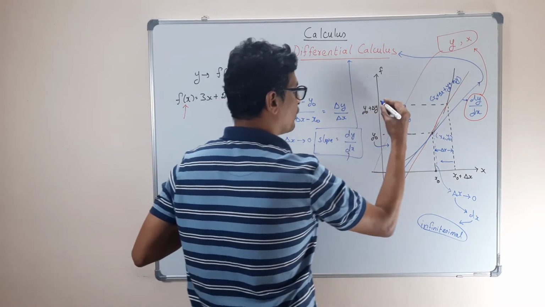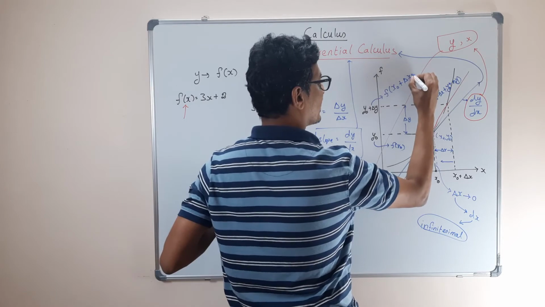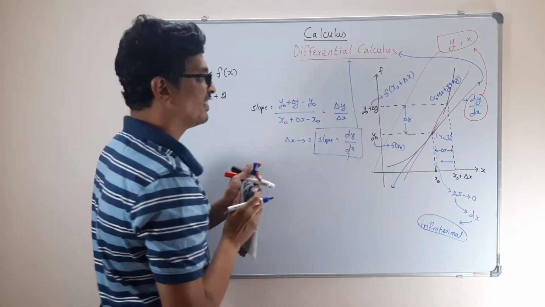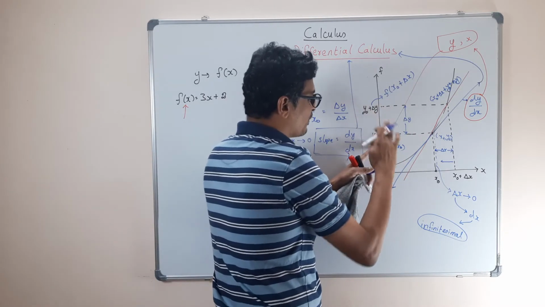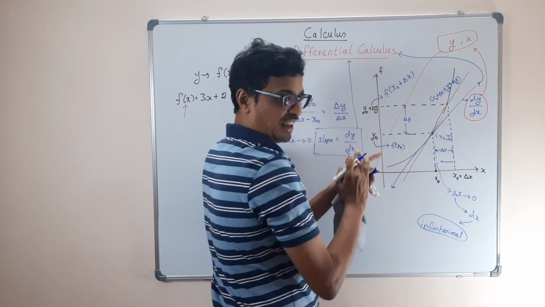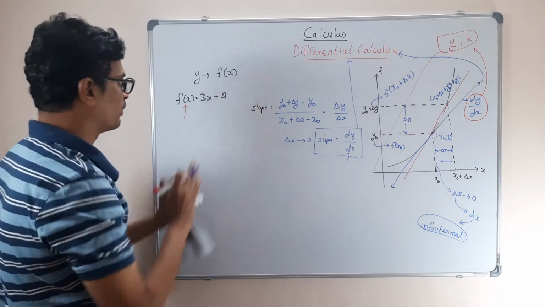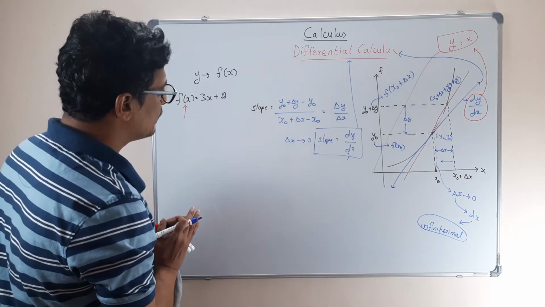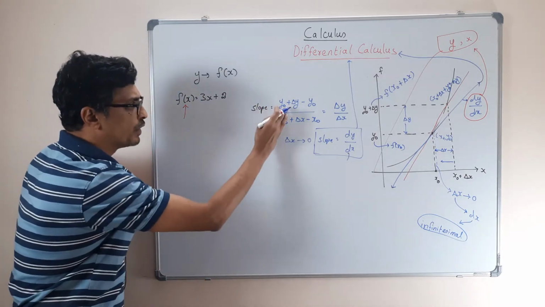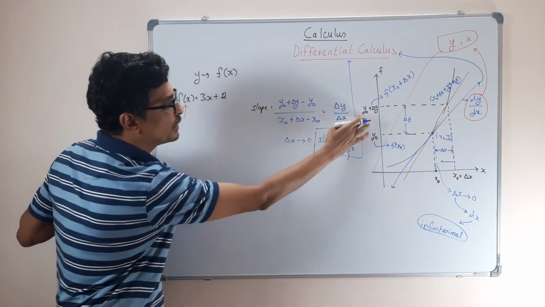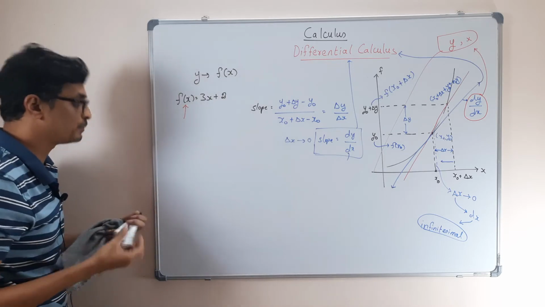And similarly, y plus delta y will be what? F of x0 plus delta x. Correct? Because this is delta x. So instead of y0 and y0 plus delta y, I can write it in terms of the independent variable x. So then this slope can be written as, y0 plus delta y, that is f of x0 plus delta x, correct?